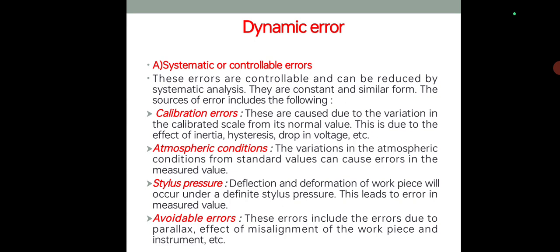Here the last one is avoidable error. What is avoidable error? These errors occur due to misalignment of the workpiece and the instruments. This type of error is called avoidable error.